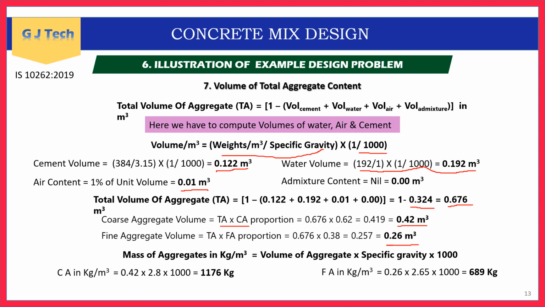So mass of aggregates. Aggregates also need to be converted from volume to weight. We don't have the weight of aggregates, we have the volume of aggregates obtained. Hence, how can we convert the volume to weight? Again, by using the specific gravities. So the mass of coarse aggregate in kg per meter cube can be computed by the volume multiplied by specific gravity multiplied by 1000. It gives 1176 kg of coarse aggregates, and fine aggregates similarly is 689 kg per unit volume of concrete.